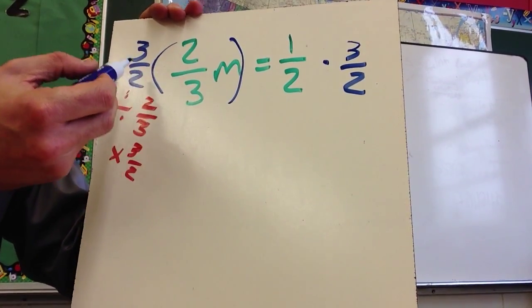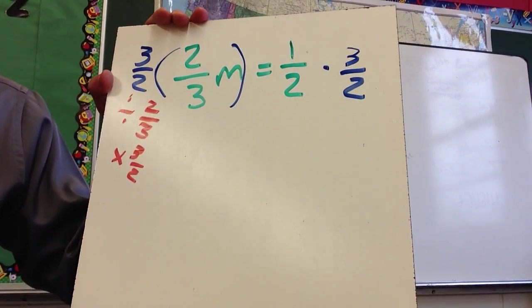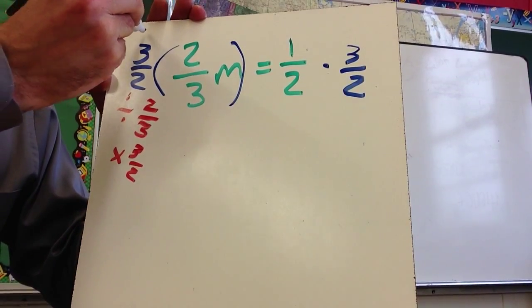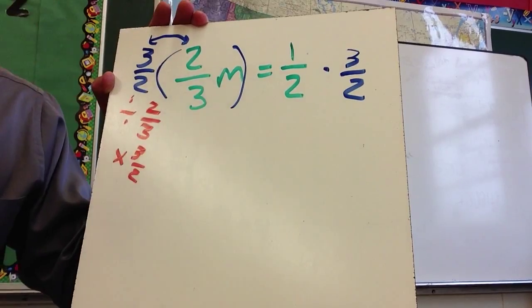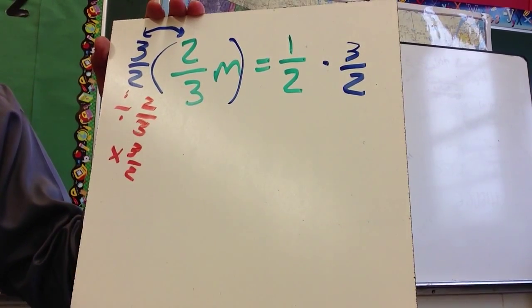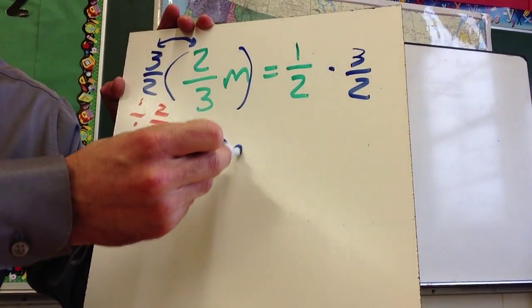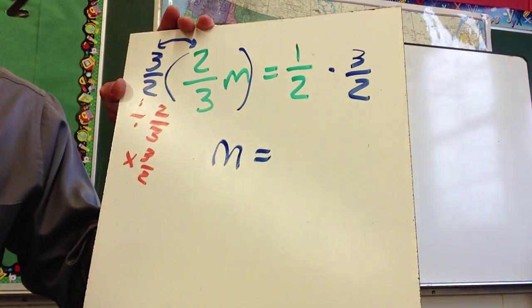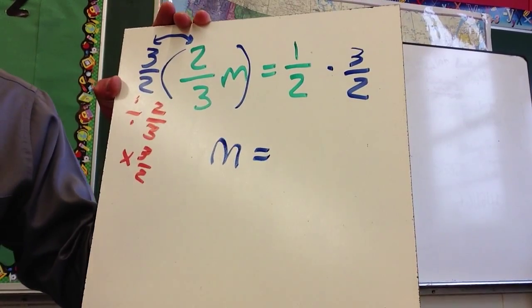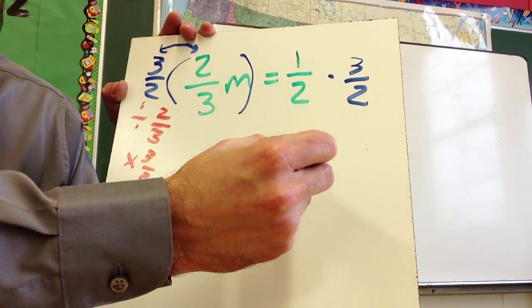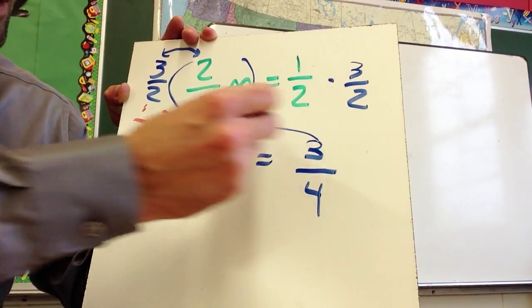3/2 times 2/3 becomes 6/6, which is 1. So I got 1m. Hopefully you know our properties and you know that these are inverse, right? So this is a multiplicative inverse property. So this becomes m. And then 1/2 times 3/2. Remember, you multiply across, so 1 times 3 is 3, and 2 times 2 is 4.